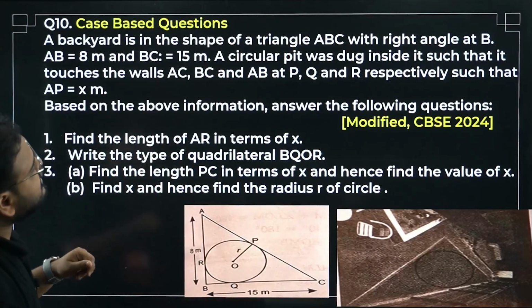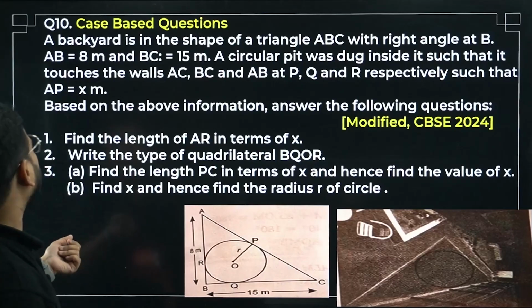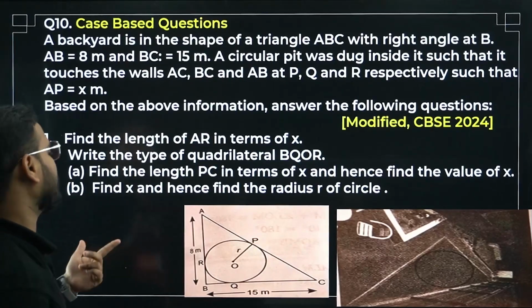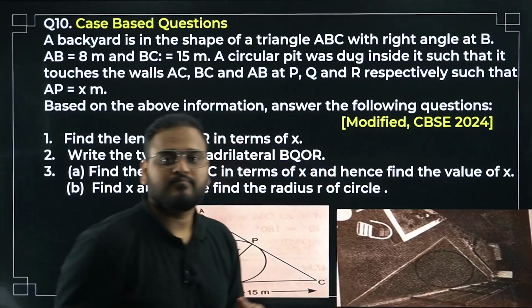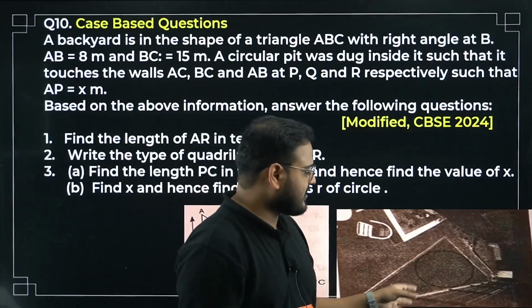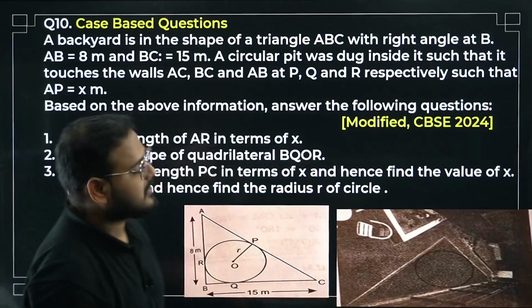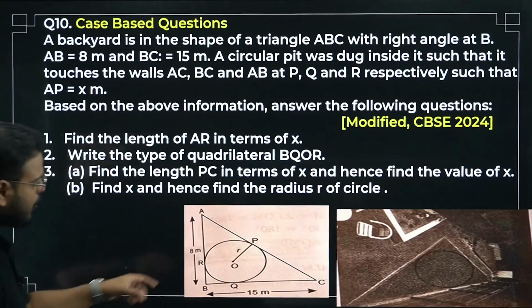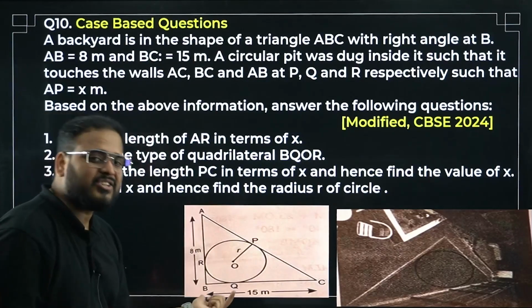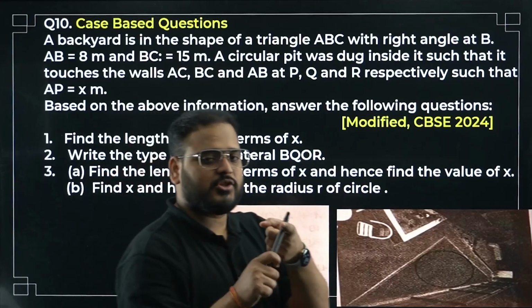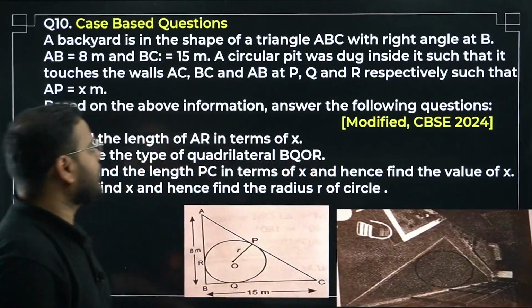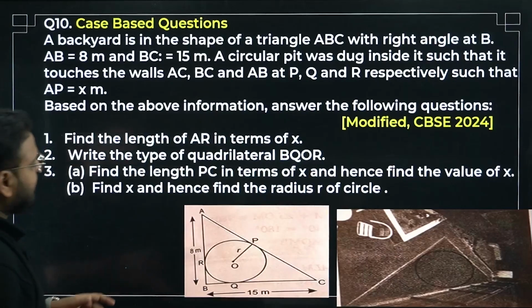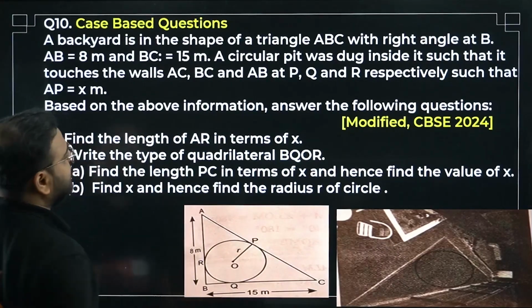A circular pit was dug inside it such that it touches the walls AC, BC, AB. Means you're digging a pit such that it touches all the sides of the triangle. So basically the sides will become tangents. One point of contact, touch means tangent. So the sides are the tangents of the circle. The touching points are P, Q, R.